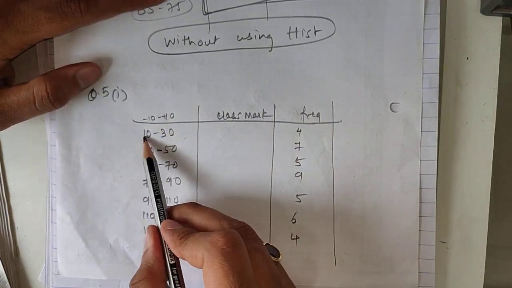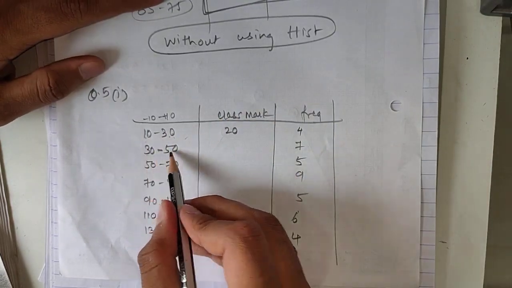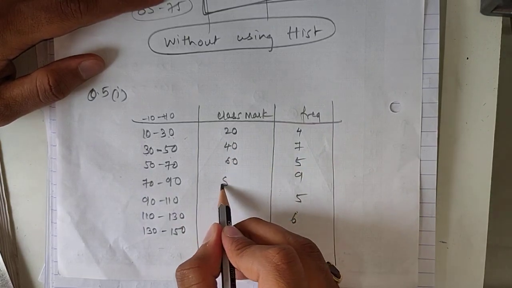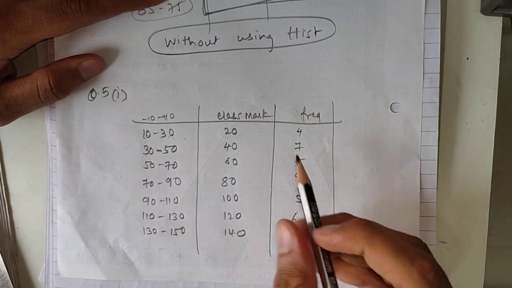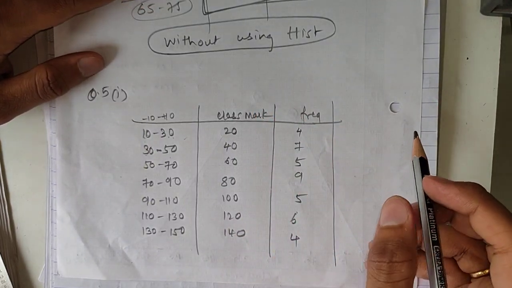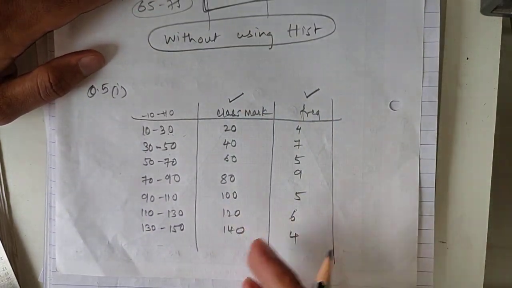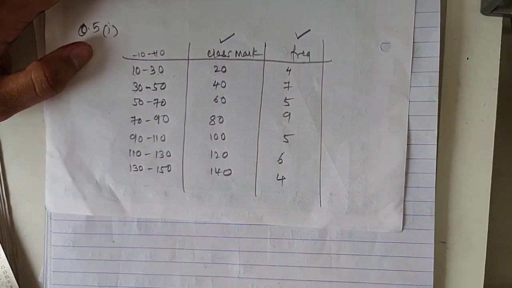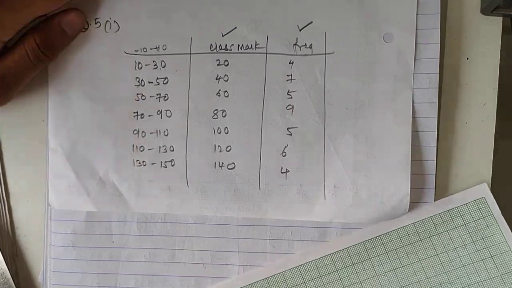Now what is the midpoint of 10 and 30? Orally you can say it is 20. 30 to 50 is 40, 60, 80, 100, 120 and 140. These are the class marks. Now we have the class marks and we have the frequency. So using both of these, I will plot on the graph paper, frequency and class mark.